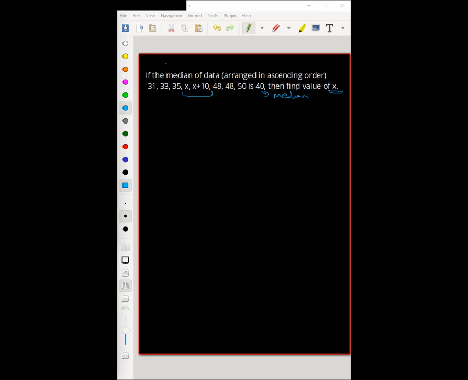You know the formula for median? Okay, now think what we need to do. Identify the values and try to give me the median now. Try to give me the x. Median is already given to you.